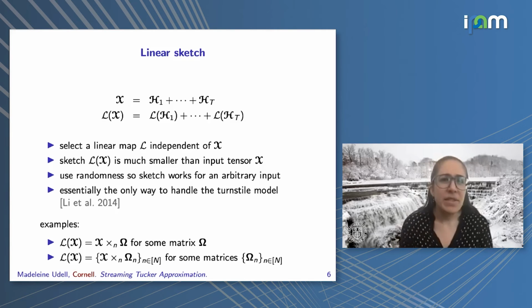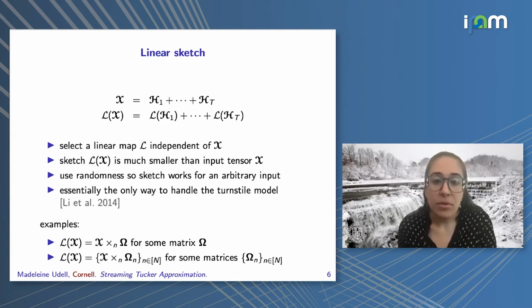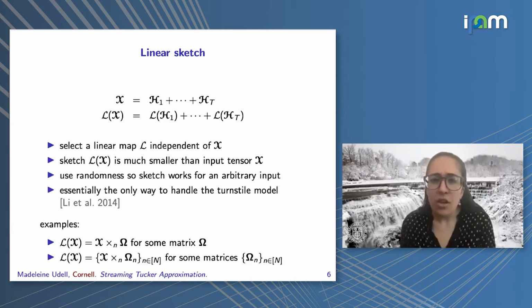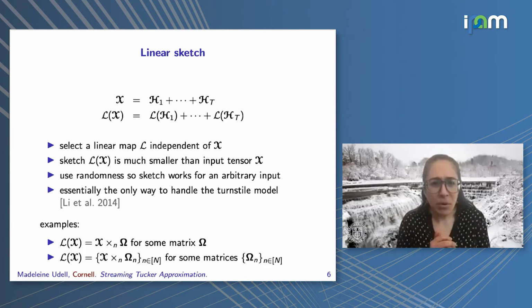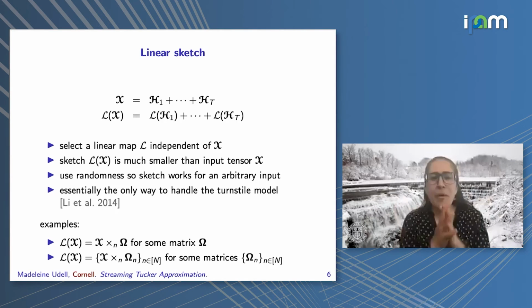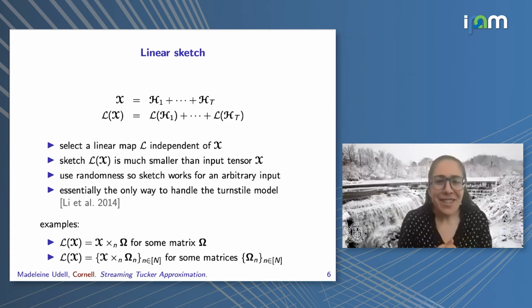Okay, so what are some examples of linear sketches? One is contracting your tensor with a matrix along some mode. Another is doing that along each mode. So for each mode, contracting your tensor with a different matrix, and collecting the output of all of this. This is actually maybe the most important idea: each of these sketches is linear, so the concatenation of each of these sketches is linear.